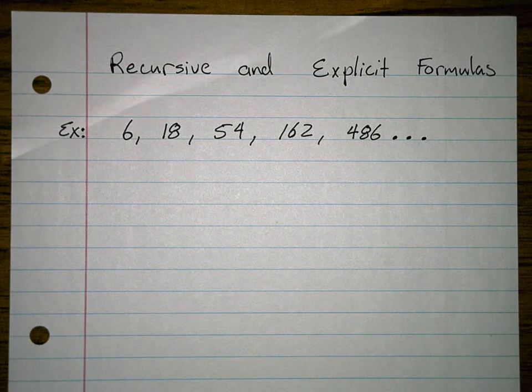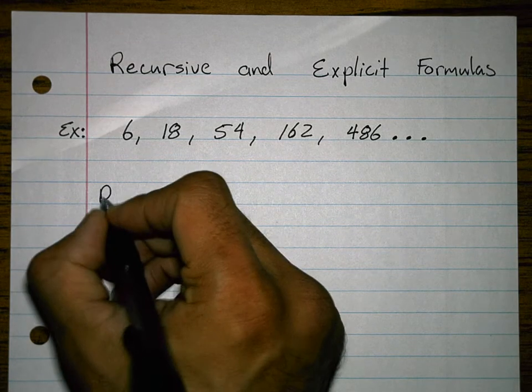All right, looking at the recursive and explicit formulas for a geometric sequence. So a geometric sequence is either increasing or decreasing by a different amount, but it has something called a common ratio. And so that's the first thing we want to be able to find. So let's list the two formulas. So here's the recursive formula.